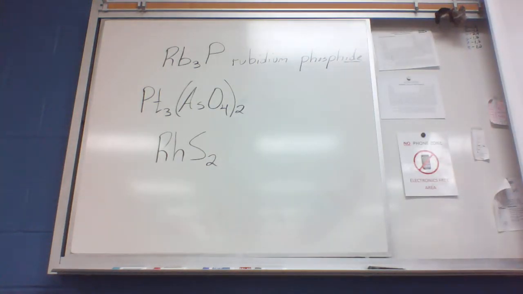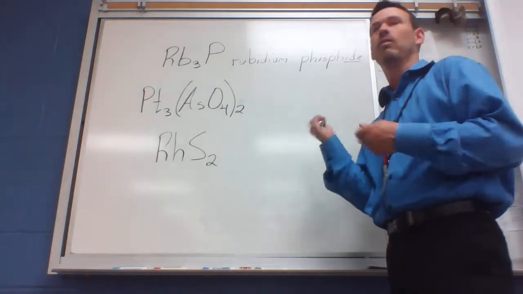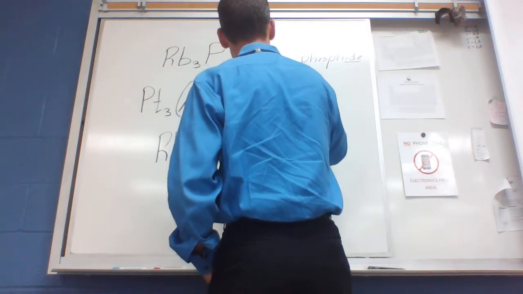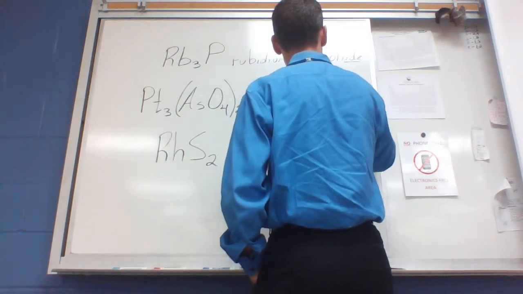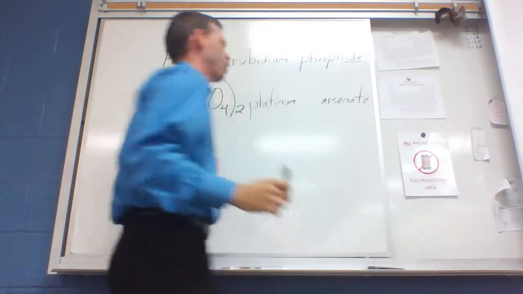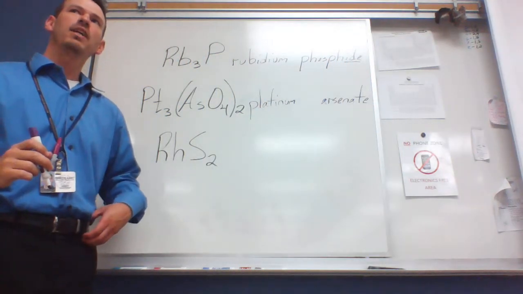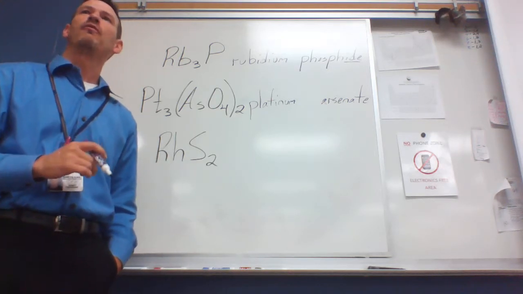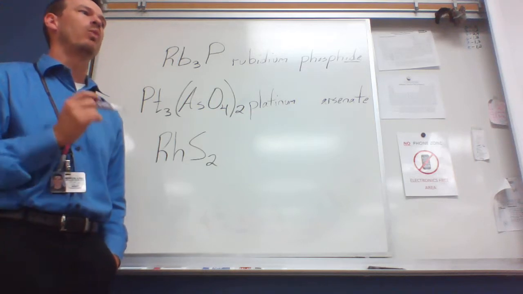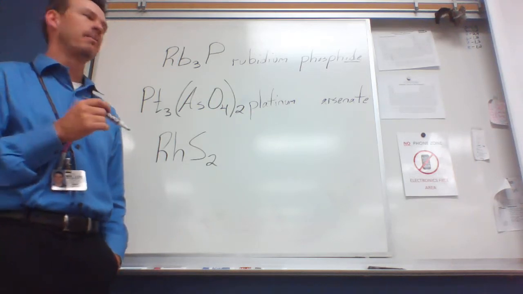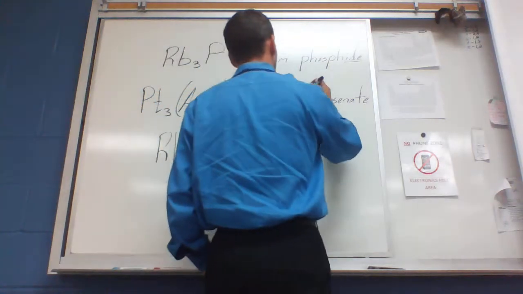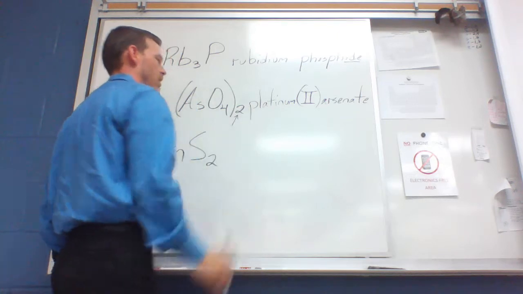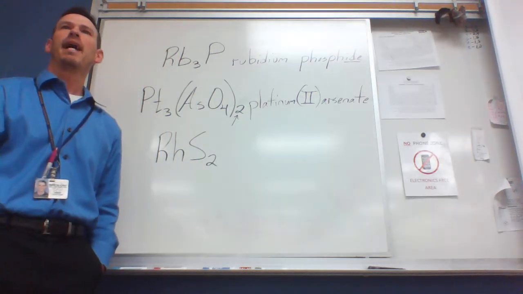Cluster 1, seat 4. What did you get for the second one? Platinum arsenate. He said platinum arsenate. Do y'all agree or disagree? What's the issue here? Platinum is a species that can have multiple charges. Therefore, we must indicate to somebody looking at our work which platinum we're talking about. What platinum is this? Platinum 2. Because that right there is the charge that originated with platinum.